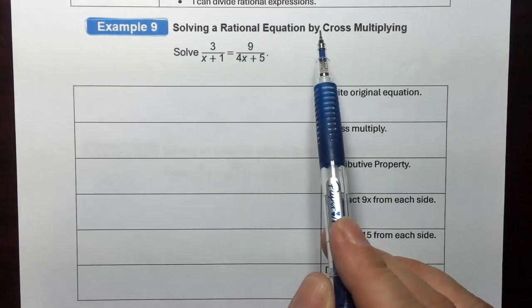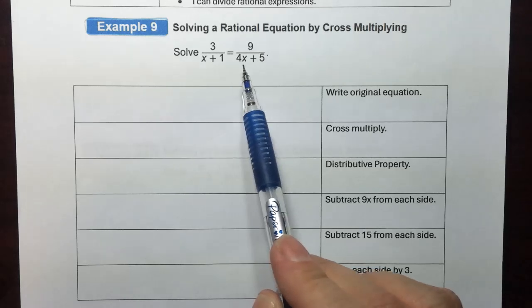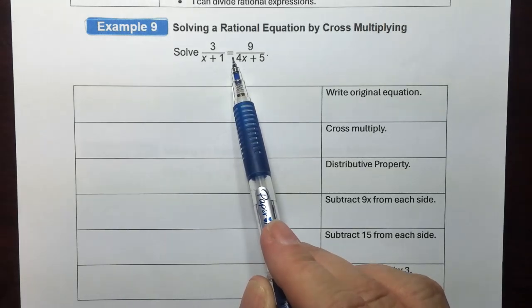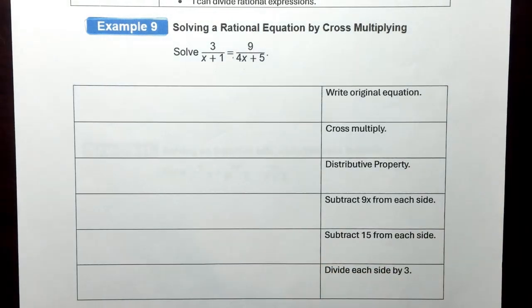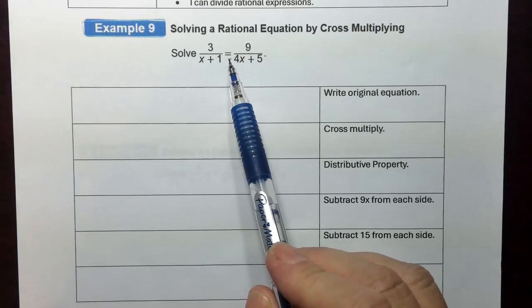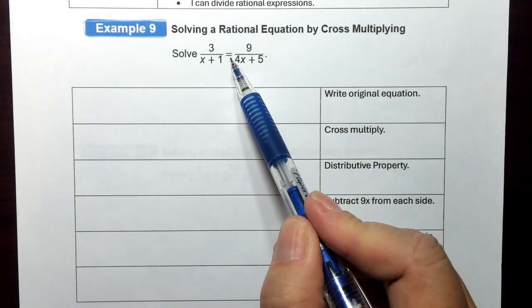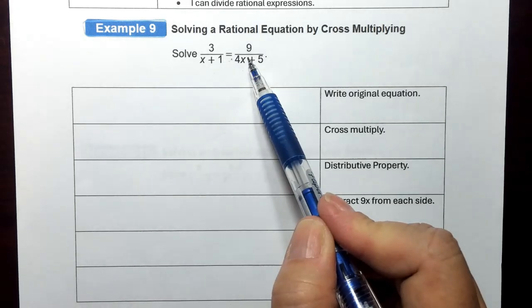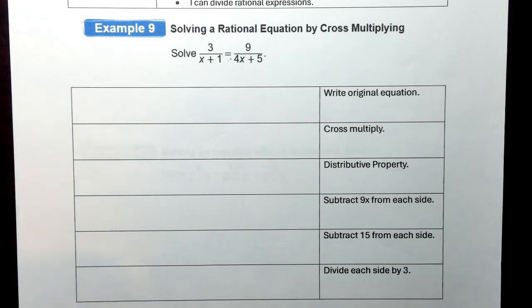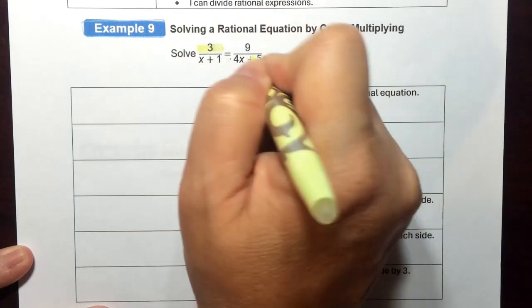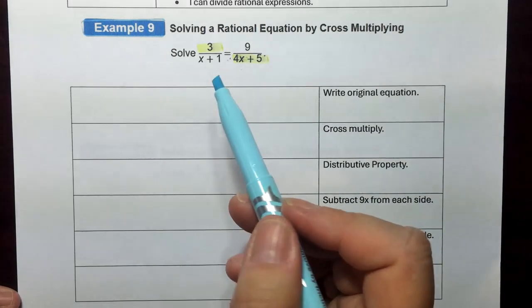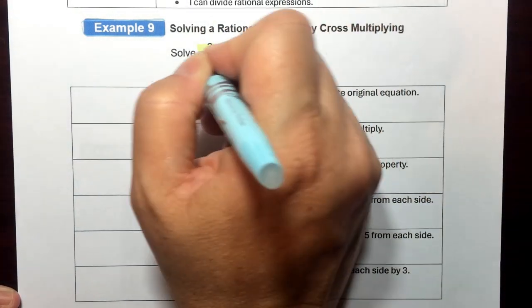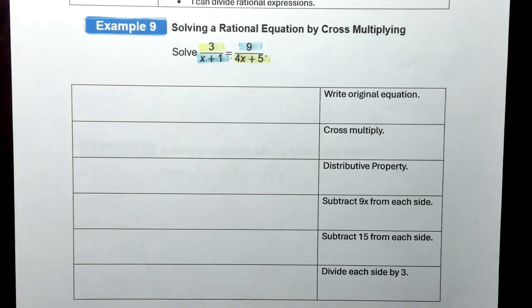Solving a rational equation by cross multiplying. Whenever you have two fractions that are equal to each other, you're able to do cross multiplication. This gets confused easily with multiplying, but the key here is the equal sign. Whenever you have an equal sign, you're saying that two expressions are equivalent, so you can cross multiply. That means we can multiply those two together, and then we're going to multiply these two, the ones that are diagonal from each other.